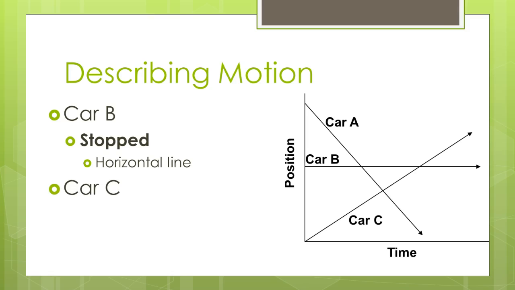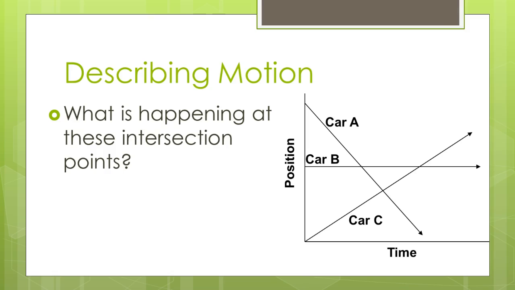On your own, try car C. Describe its direction, the type of motion, and describe whether it's faster or slower than cars B and A.